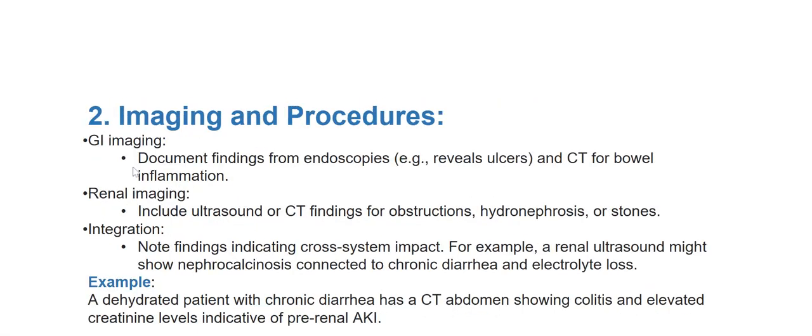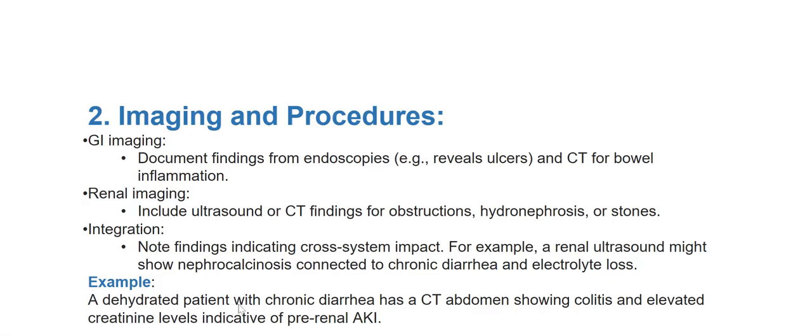Imaging and procedures: GI imaging, document findings from endoscopies, for example, reveals ulcers, and CT for bowel inflammation. Renal imaging includes ultrasound or CT findings for obstructions, hydronephrosis, or stones. Integration: note findings indicating cross-system impact. For example, a kidney ultrasound might show nephrocalcinosis connected to chronic diarrhea and electrolyte loss.